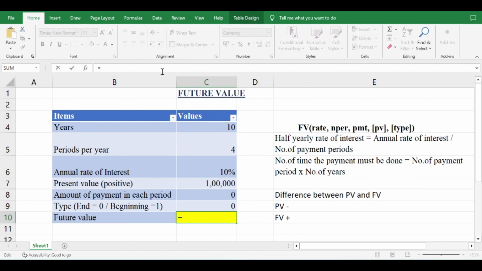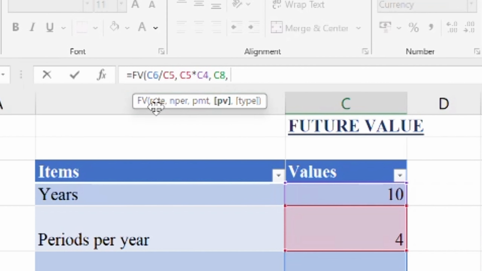Now let's start with the formula. We first start with an equal to sign, then we type in the function's name, and then we have to add the rate of interest, which is C6 divided by C5. Then there is C5 into C4 after a comma, the number of payment periods. Actually, if you don't remember the formula, Excel already provides you the formula below, which you can refer to. You don't have to mug up all the formulas. This is one advantage that Excel gives you, and there are many more, trust me.